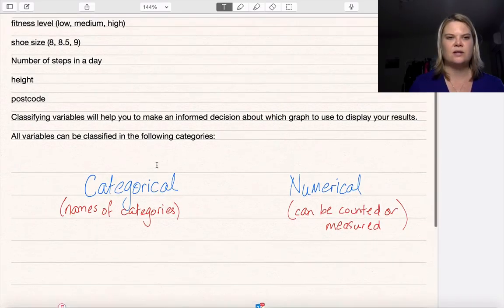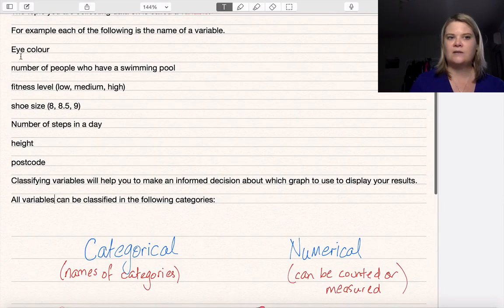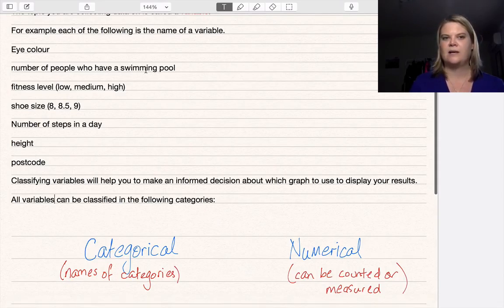So usually eye color, for example, is a categorical variable because the data that comes out of it are names of colors. Number of people who have a swimming pool, it's not a name of anything, it's not a name of a category, it's going to be a number, so it will be a different type of variable. Fitness level, low, medium or high, is a name of a category, so this would be a categorical variable as well.